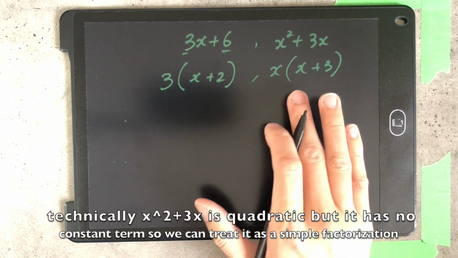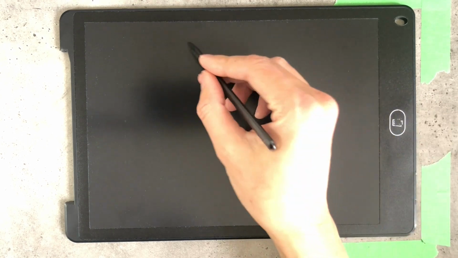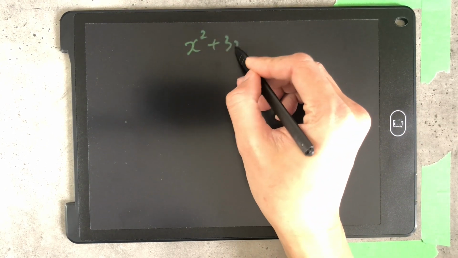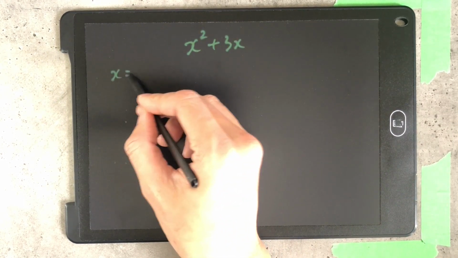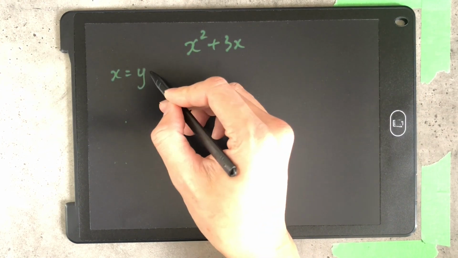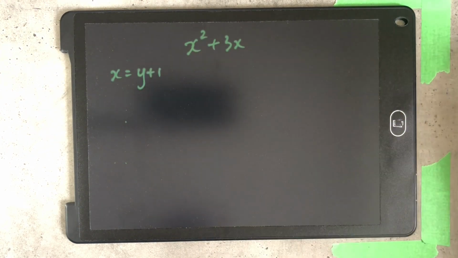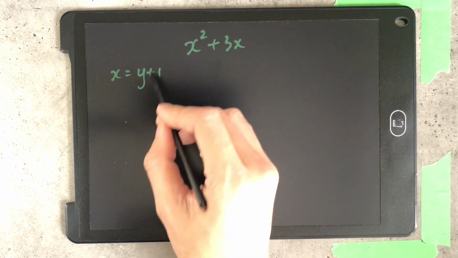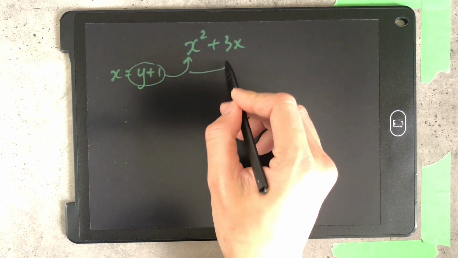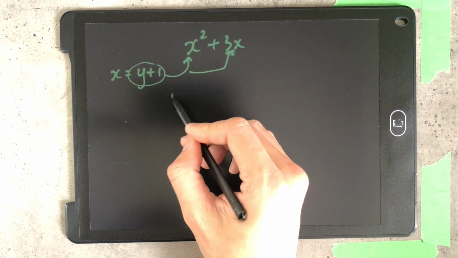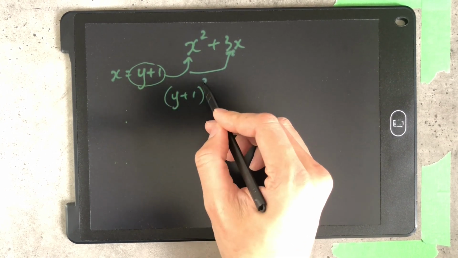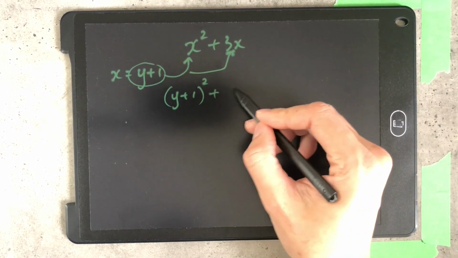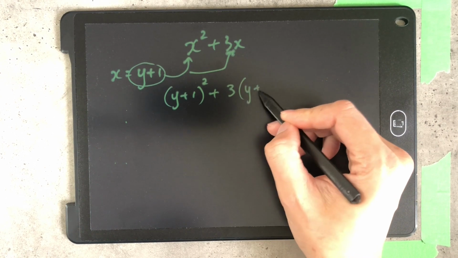And let's take a look at the second example. So we have x squared plus 3x. Let's assume x is not just x, it has a different meaning. It equals y plus 1. Now in this case, we can substitute this into x. So we have y plus 1 squared plus 3 times y plus 1.